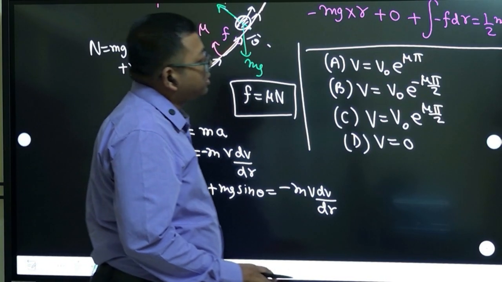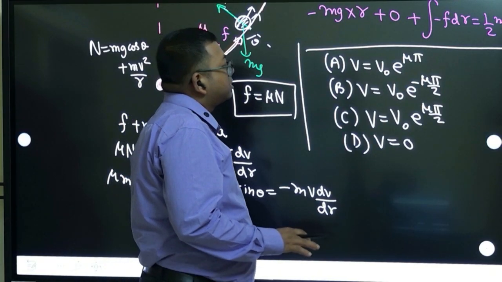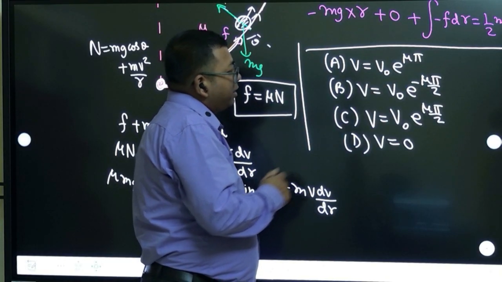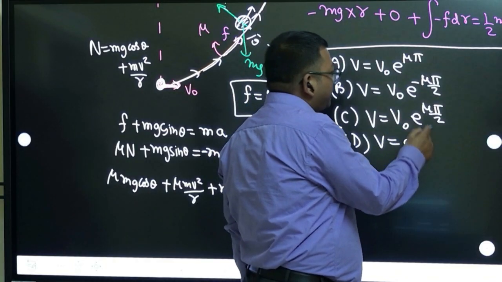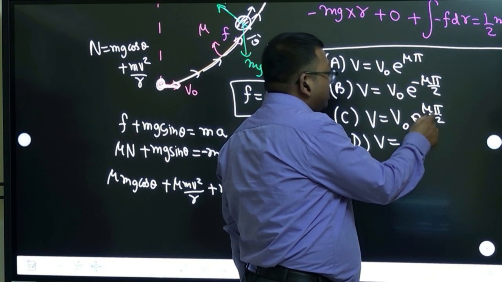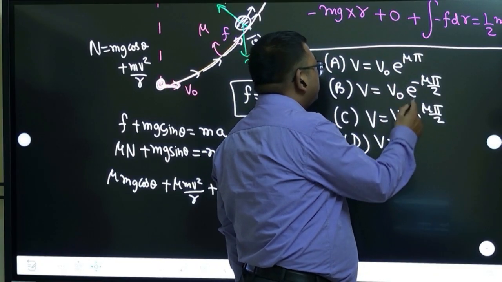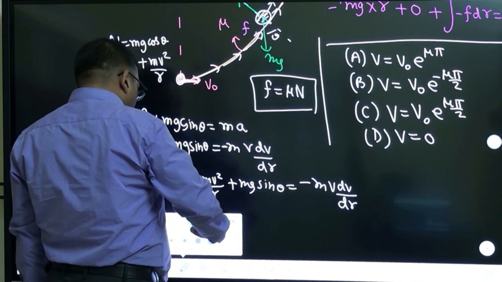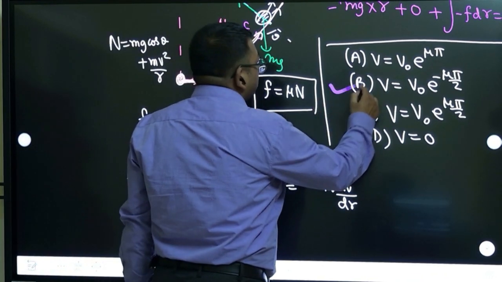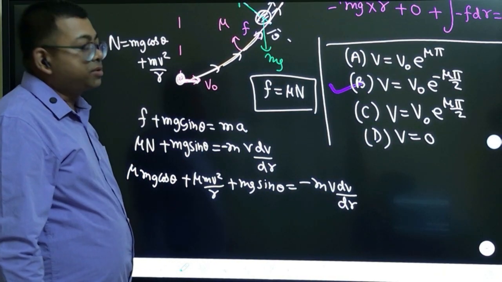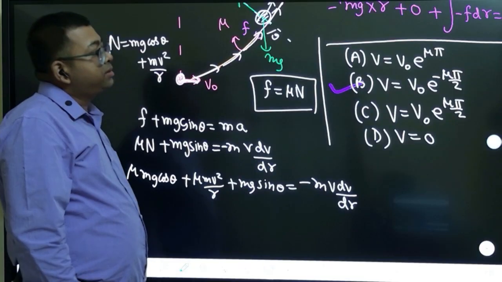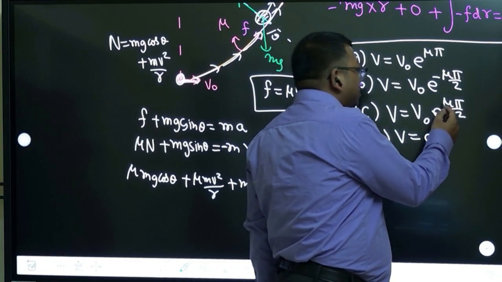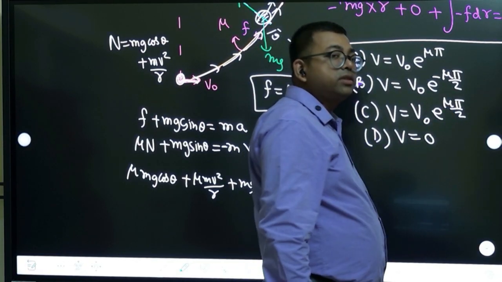First of all, suppose you apply logic. Speed decreases, that you know, and speed is not 0. And e to the power of this factor mu pi by 2 can be greater than 1, so all these speeds are increasing. By logic you can simply go with option B. They have given option B correct by logic, but logic will fail if the options include some minus terms also; then your logic will not work.